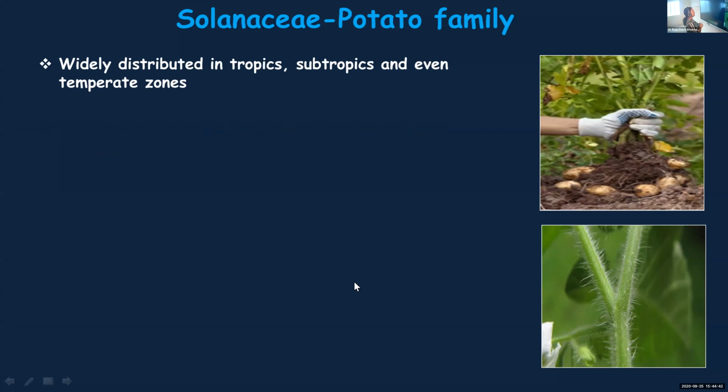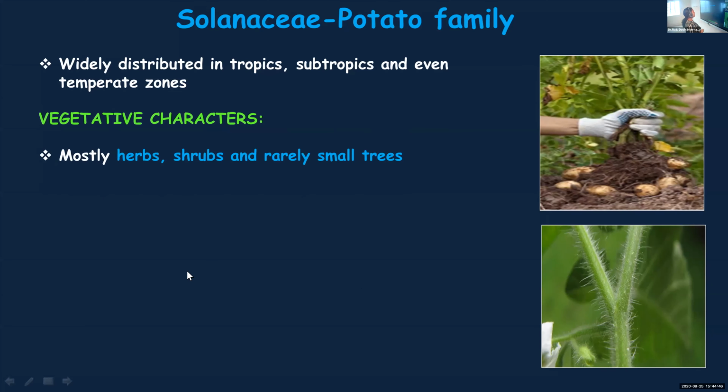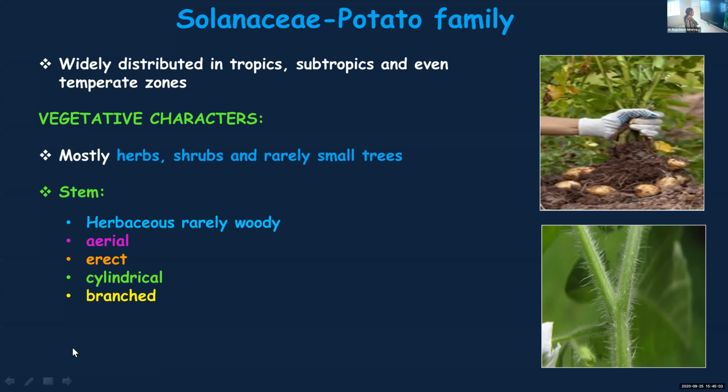So we'll see it once again, widely distributed in tropics, subtropics and in temperate zones. Then most of them are herbs and shrubs, and rarely some small trees can also be found. Stem is herbaceous. Very rarely they are woody. They are aerial, that means the plant is above the soil, erect, cylindrical, branched, solid or hollow.